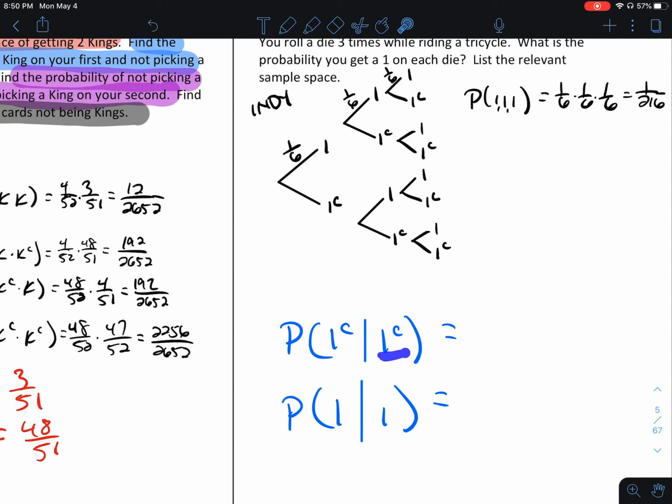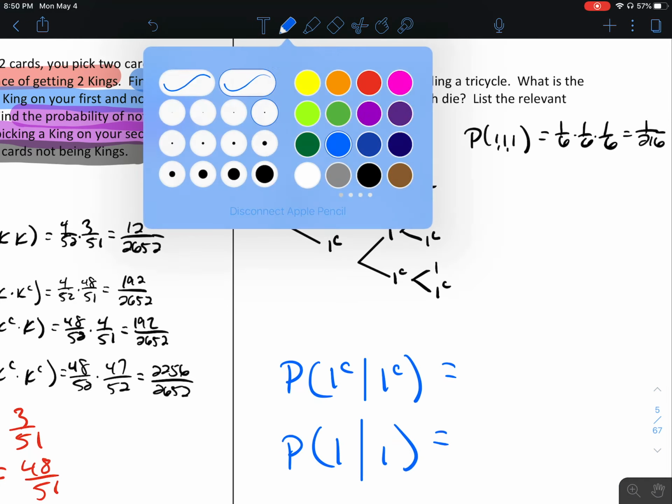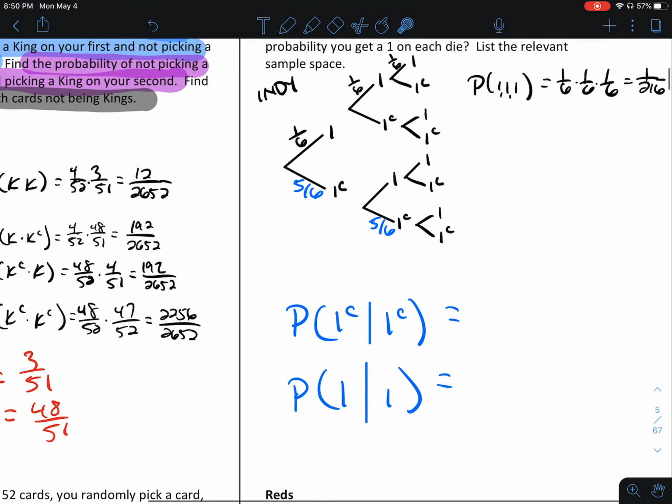Given that someone got a complement of a 1 the first time, that's here, what's the chances they got a complement of a 1 on their second pick? Well, if you remember, you may not, we're rolling a die. Chances of getting a 1 is 1 out of 6. The chances of not getting a 1 is 5 out of 6. These are independent events, so it doesn't matter how we get to this point. Once we're there, what's the chances we don't get a 1? Well, that's 5 out of 6.